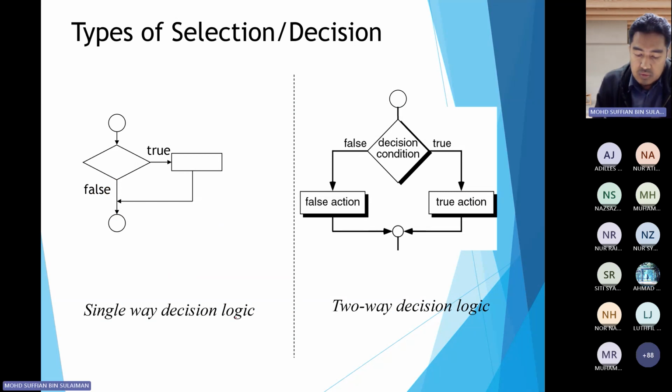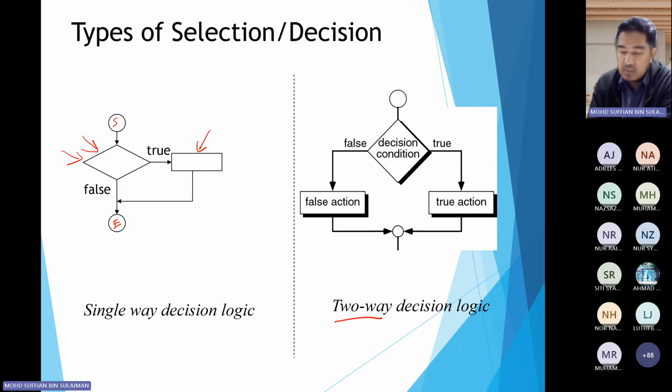So single way decision logic. You start from here, and then we have this kind of shape. So meaning that we need to have the decision or selection, either true or false. If true, what happens? Execute this process and then exit. If false, what happens? Just proceed to exit or end.